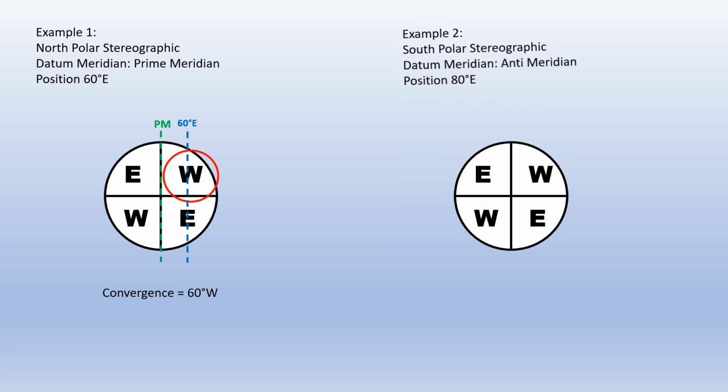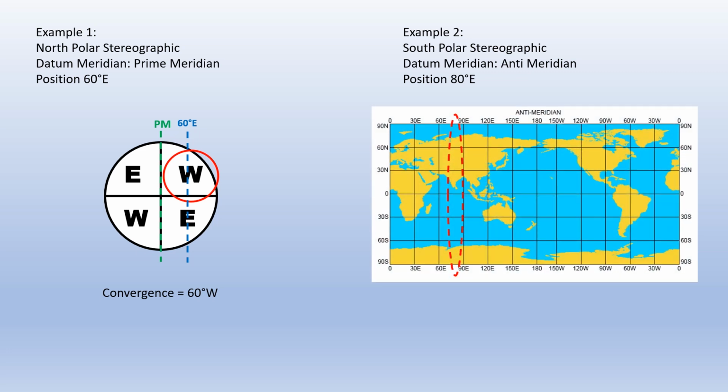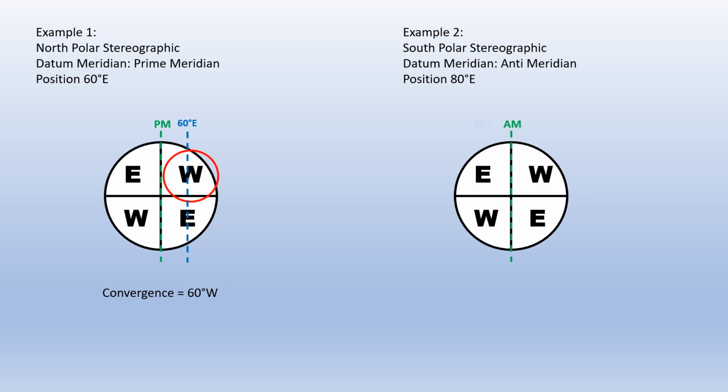Example 2. South polar stereographic. Datum meridian is the anti-meridian, position 80 degrees east. This middle line is the datum meridian, in this case anti-meridian. Next, locate the position in relation to datum meridian. When anti-meridian is at the center, 80 degree east is to the left of anti-meridian as shown on the map. Therefore, 80 degree east longitude is here. Since we are in the southern hemisphere, convergence is west. Thus, convergence is 80 degrees west.